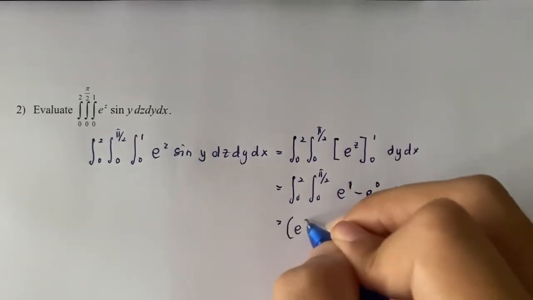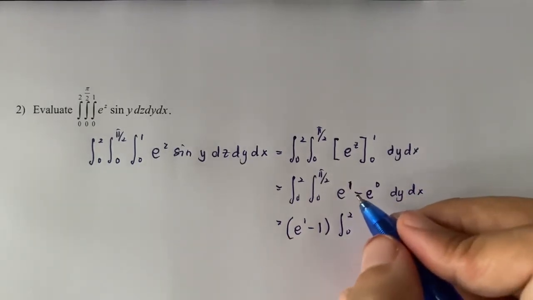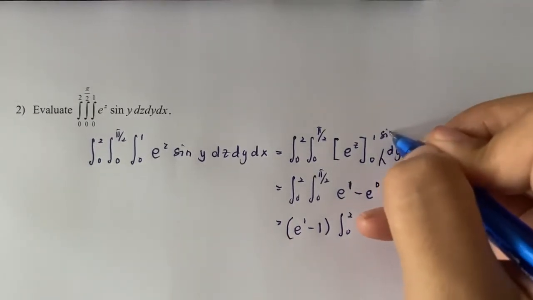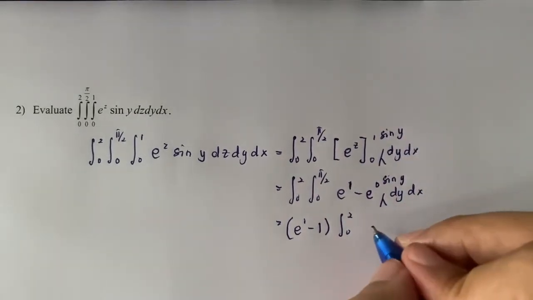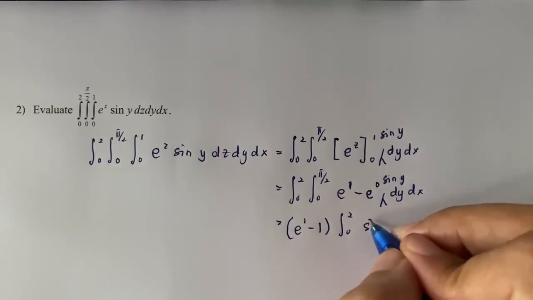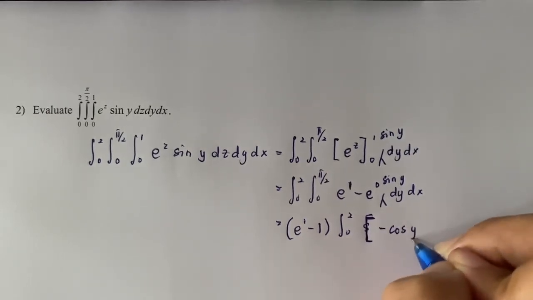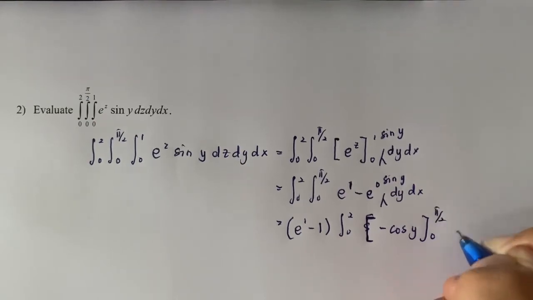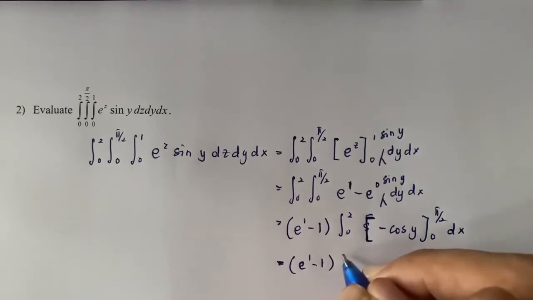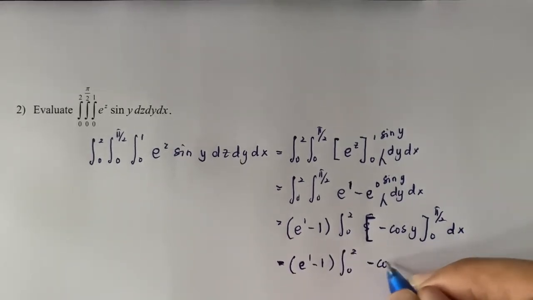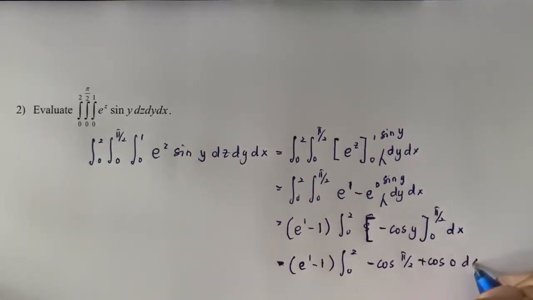Put it outside, e minus 1. So I have the integral from 0 to 2, and then, oh, I missed the sine. I have sin y dy here. So integrate from 0 to pi over 2, and integrate sin y with respect to y. We have negative cos y from 0 to pi over 2 dx. So (e minus 1) integral from 0 to 2 of negative cos pi over 2 plus cos 0 dx.